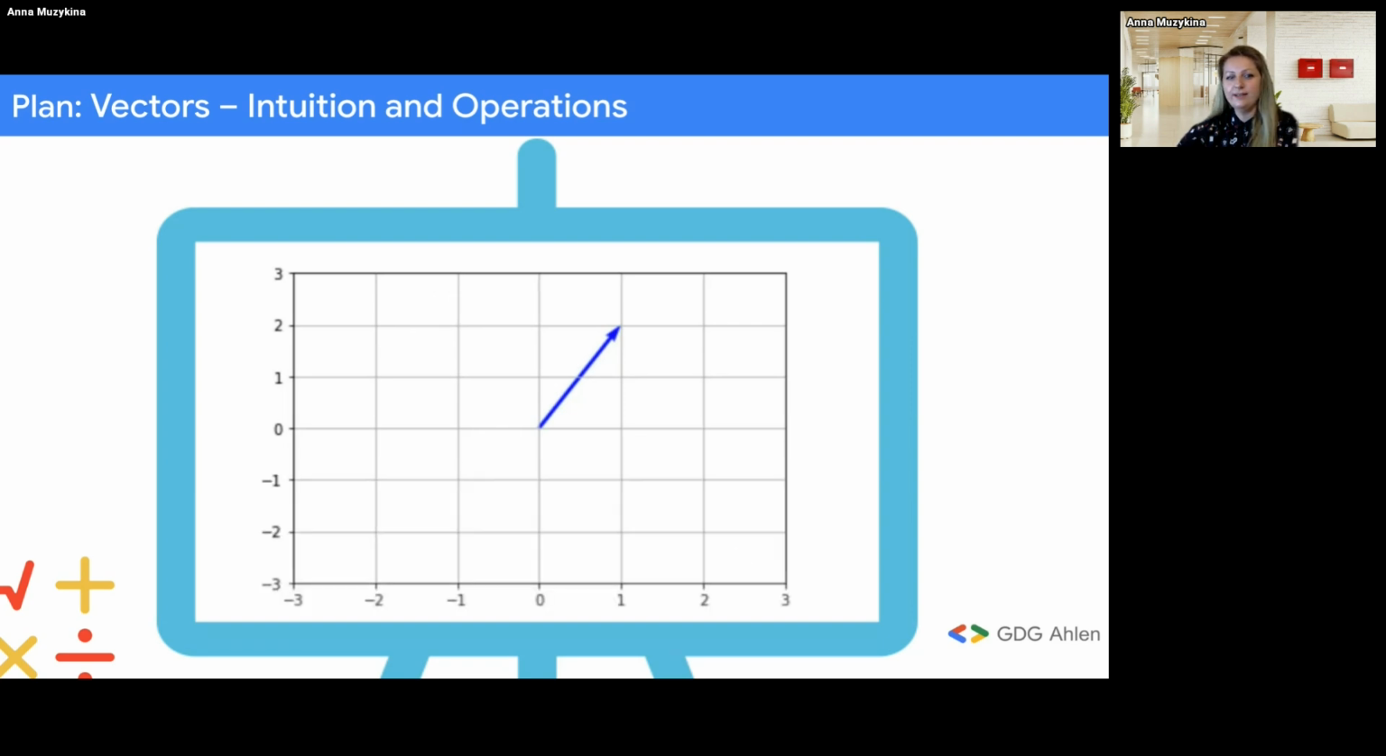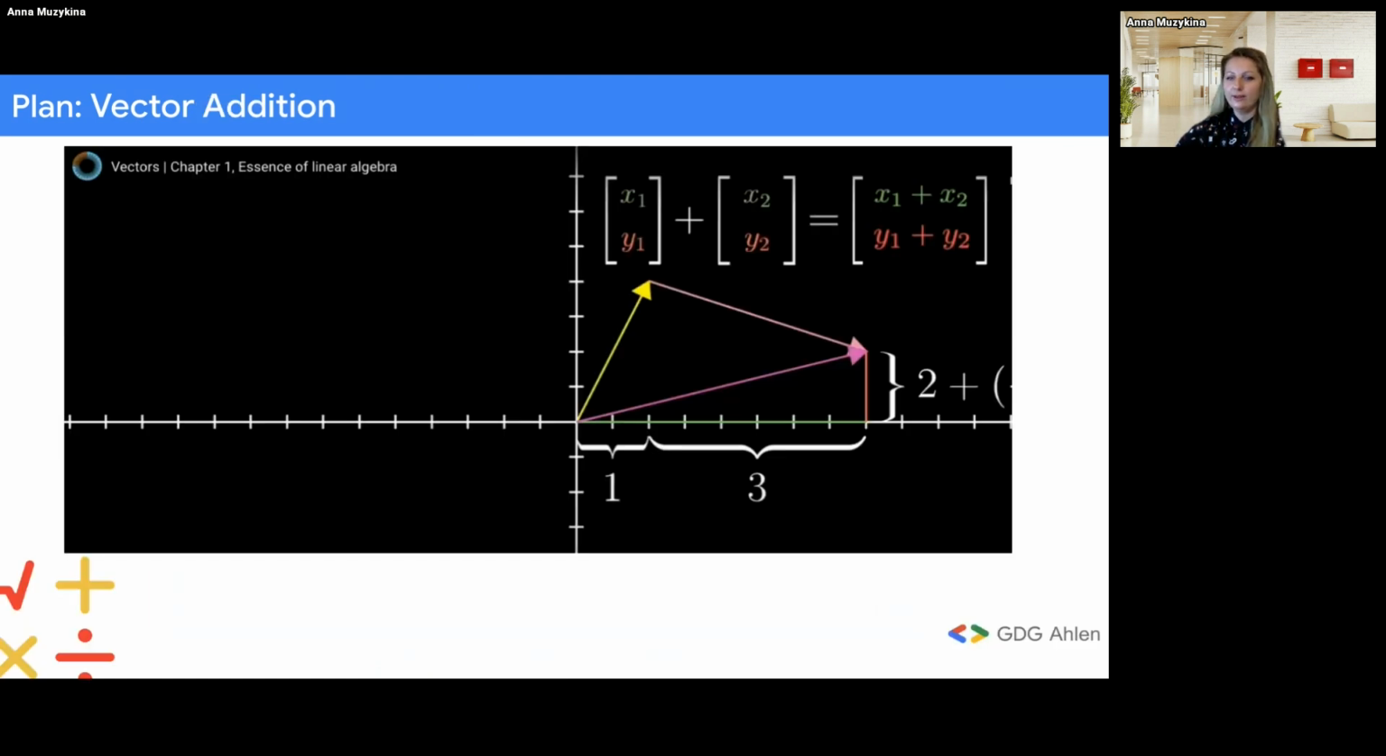The coordinates of a vector act like instructions. The first number tells us how far to move along the x-axis, and the second tells us how far to move along the y-axis. We write these coordinates vertically in square brackets to distinguish them from points. Every vector has a unique set of coordinates, and every set of coordinates corresponds to a unique vector.